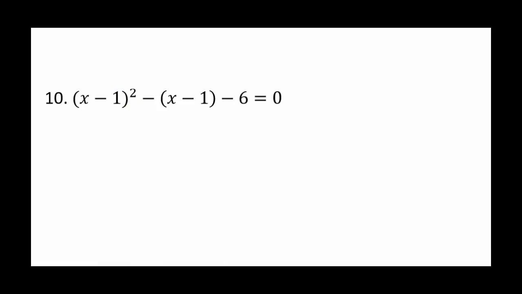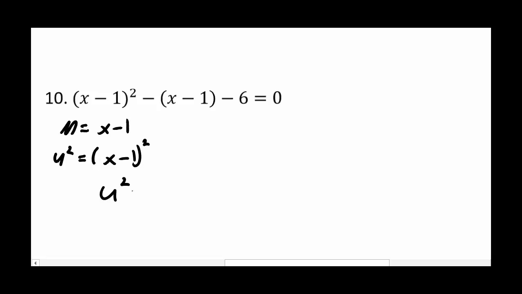Alright, in number 10, we could multiply everything out, but this looks exactly like a U sub question that we've done in class a couple of times. So I'm going to go with that approach. I'm going to set U equal to x minus 1. Then I'm just going to ask myself, what would U squared look like? And that would look like x minus 1 squared. And then I'm going to replace the x minus 1 and the x minus 1 squared with u and u squared. So this lovely quadratic transforms itself to look like u squared minus u.